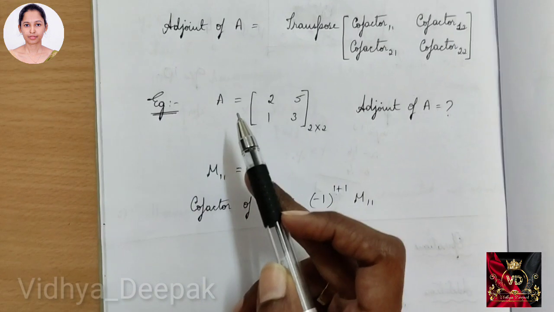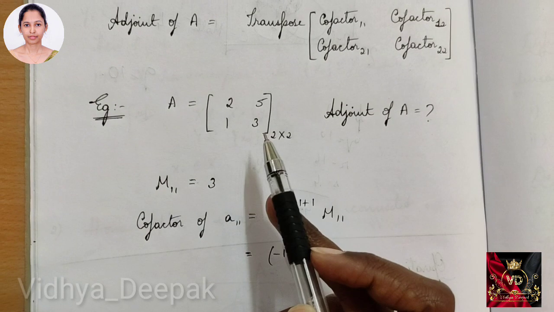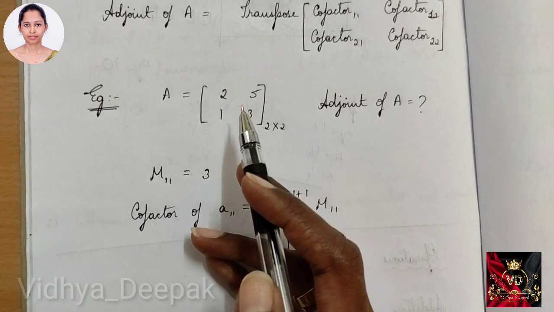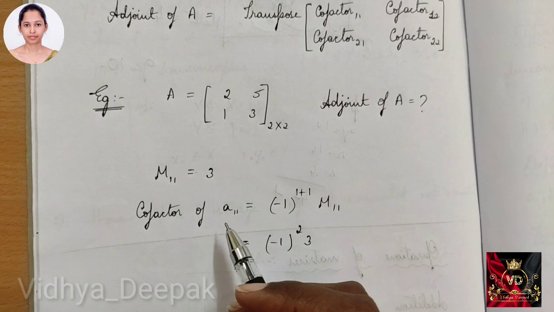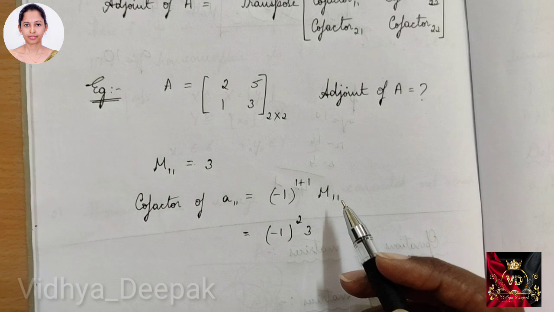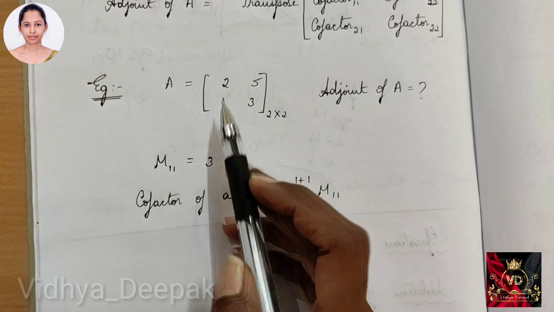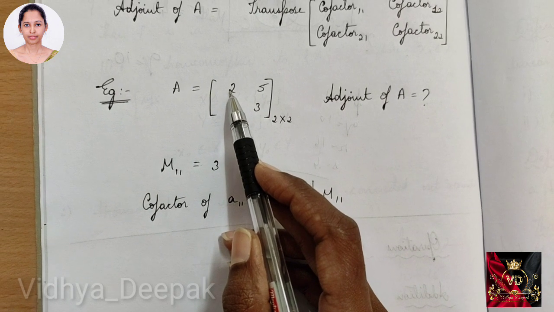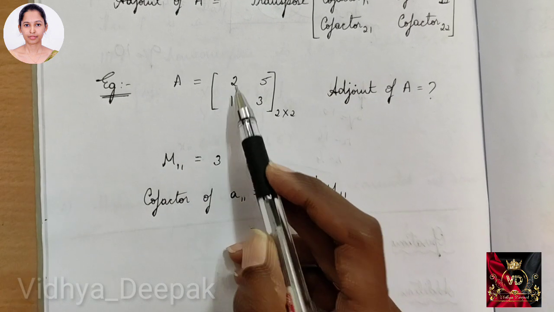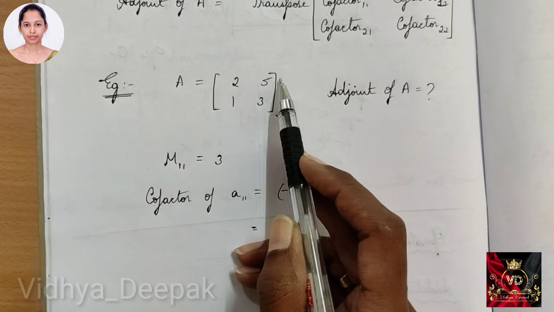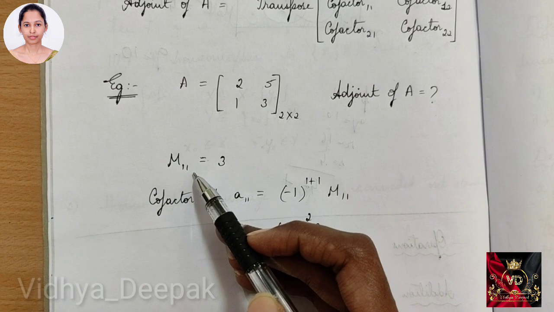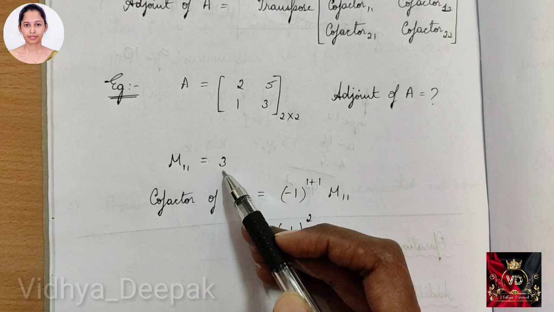Let us consider the matrix A equal to 2, 5, 1, 3. This is a 2 cross 2 matrix. What is the adjoint of A? First, remember what the cofactor is. In order to find the cofactor, the formula is minus 1 to the power of I plus J into the minor of the particular element. Here I am taking A11, the first element, which is 2. How to find the minor? You have to delete the row as well as the column where this element is present. So this vanishes and this vanishes. The remaining is 3. So the minor of 11 is 3.